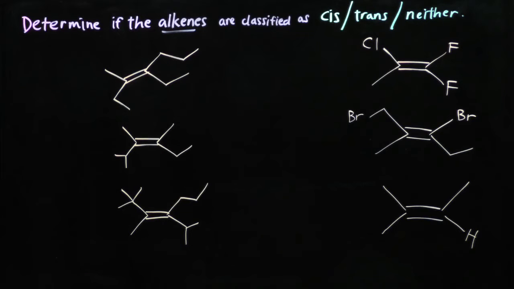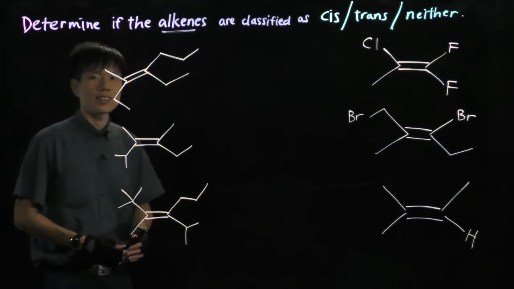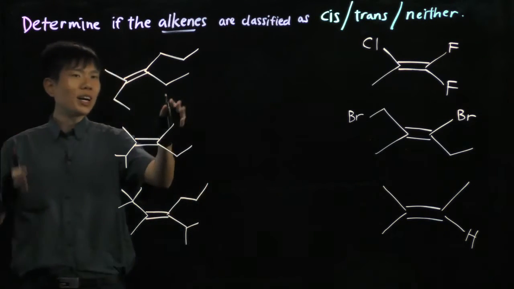On the board, there are 6 molecules of alkenes. Your task here is to determine if the alkenes are classified as trans, cis, or neither. So let's go through one by one.